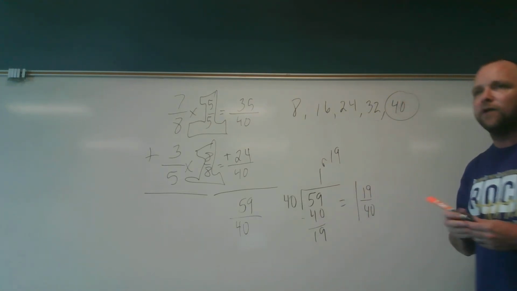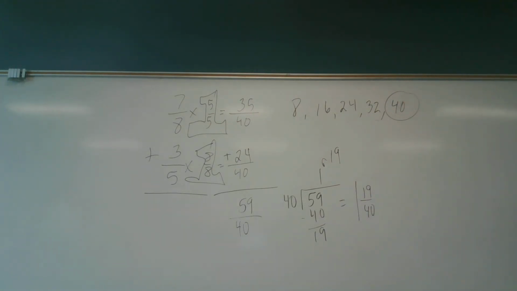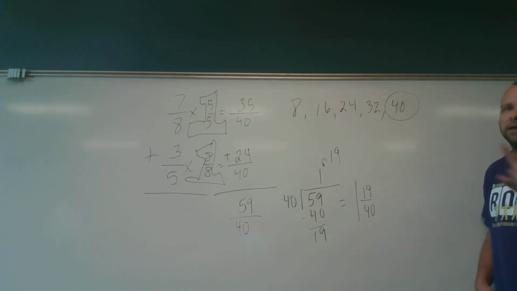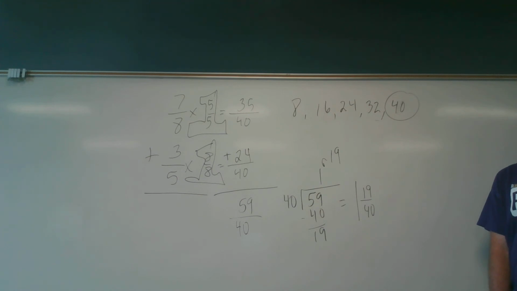Taylor, can I simplify 19/40ths? No, I cannot. The only factors of 19 are 1 and 19. And since 19 is not a factor of 40, then the only thing they'd have in common is 1. If my greatest common factor is 1, that fraction is already simplified.